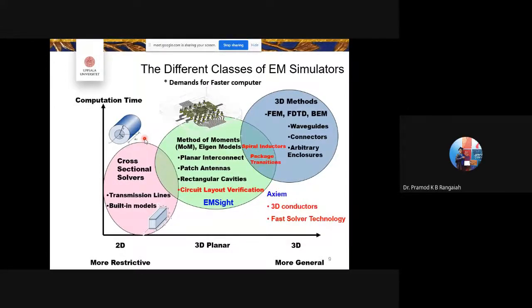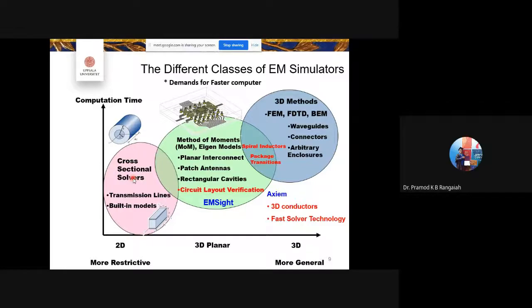the devices up to 3 GHz, we can end up with 2D simulations. In this diagram, you can see that most of our EDA tool users demand a faster computer because our simulation takes a larger time. In this graph, you can see 2D to 3D and computational time. When you are increasing the 3D simulation, the computational time will increase a lot. We have got the cross-sectional solver. These are our mathematical techniques.